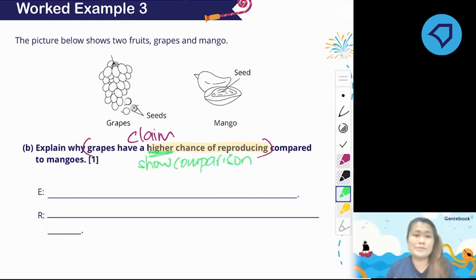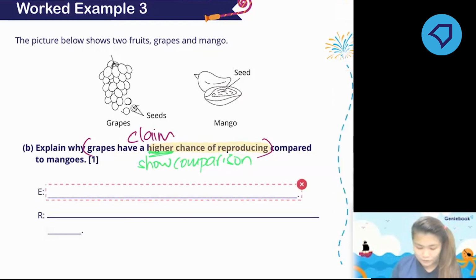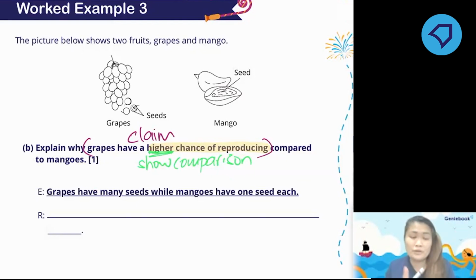You cannot just say that grapes has many seeds. If you say that, you will not get the marks. So you have to state it in a comparative way. You can say that grapes has many seeds while mango only has one seed, or you can say that grapes has more seeds than mango. There's a few ways of writing, but over here we just put it down simply so you can see that it's comparing. Do remember you need to compare.